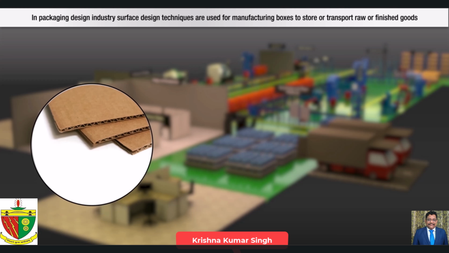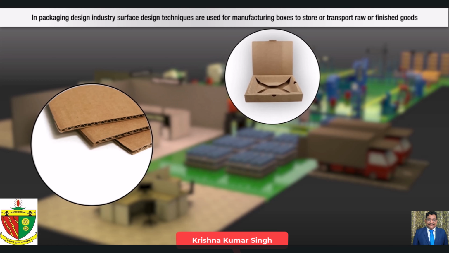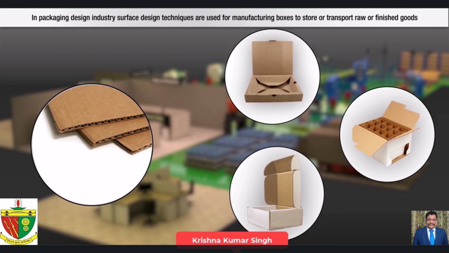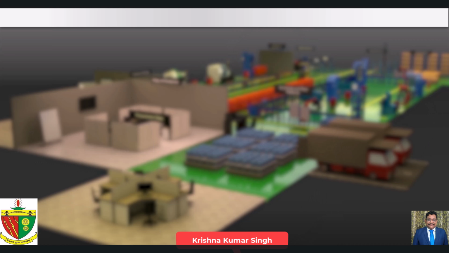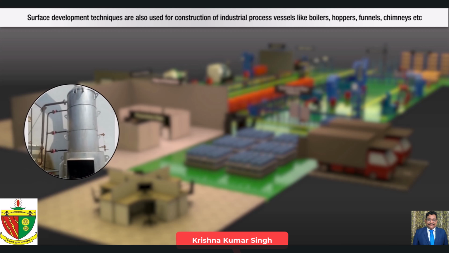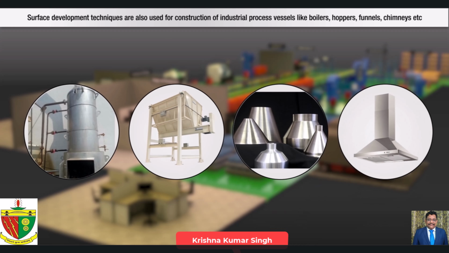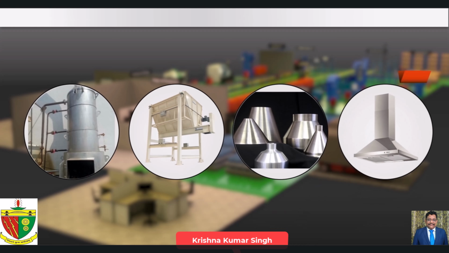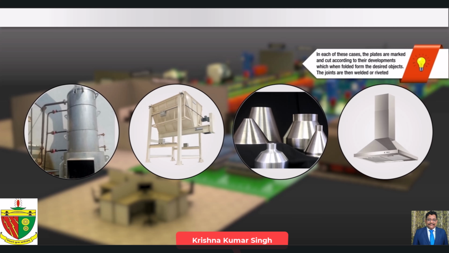In packaging design industry, surface development techniques are used for manufacturing boxes to store or transport raw or finished goods. Surface development techniques are also used for construction of industrial process vessels like boilers, hoppers, funnels, chimneys, etc. Note, in each of these cases, the plates are marked and cut according to their developments, which, when folded, form the desired objects. The joints are then welded or riveted.